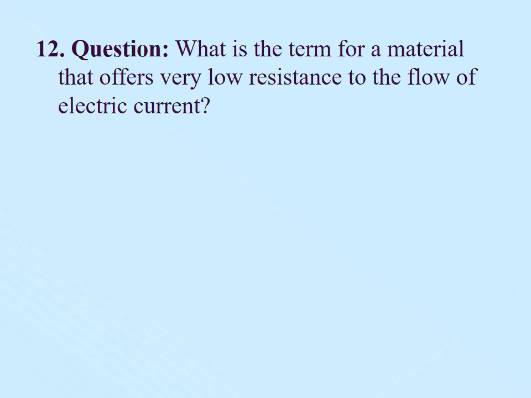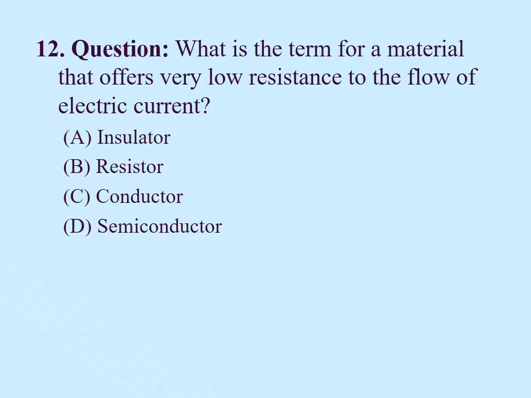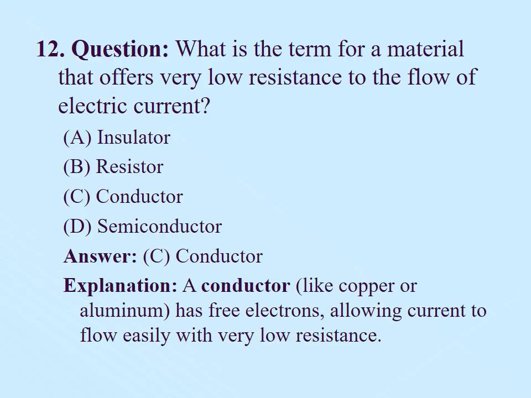Question 12. What is the term for a material that offers very low resistance to the flow of electric current? A. Insulator, B. Resistor, C. Conductor, D. Semiconductor. Answer C. Conductor. A conductor like copper or aluminum has free electrons allowing current to flow easily with very low resistance.